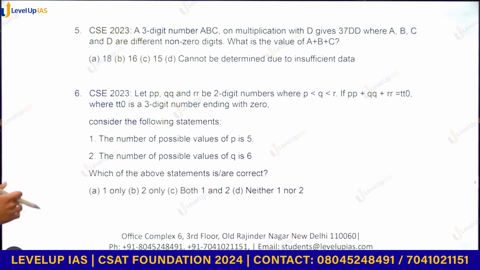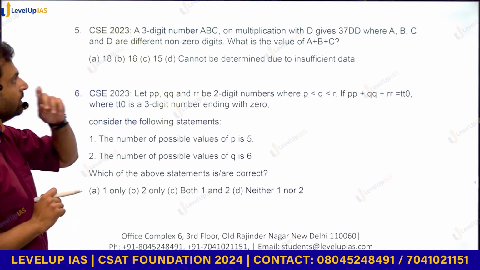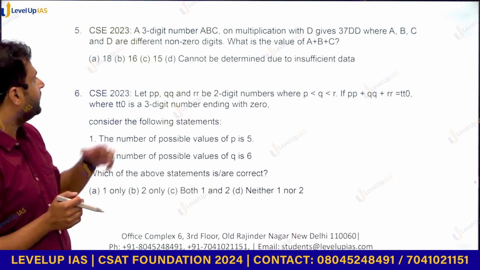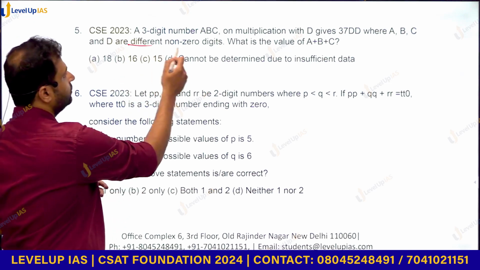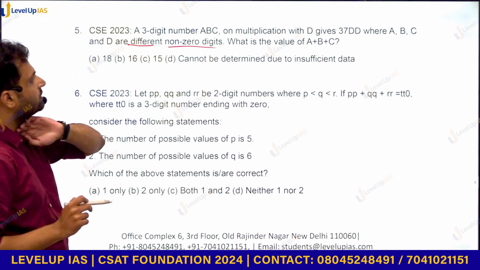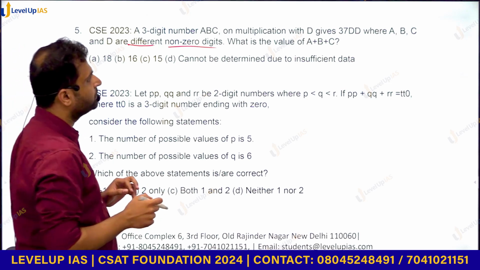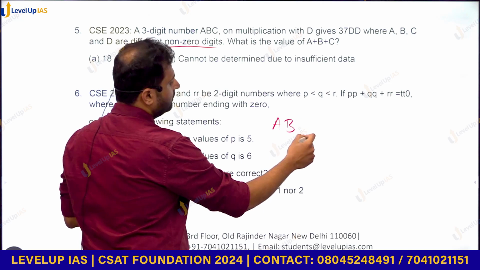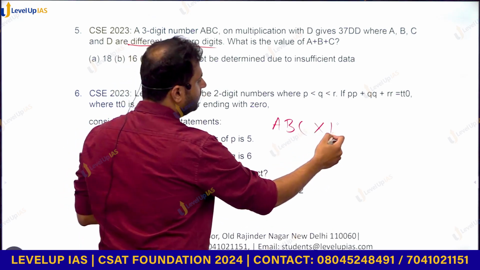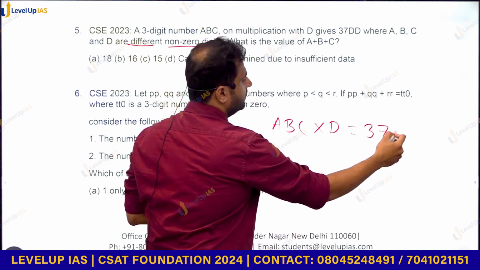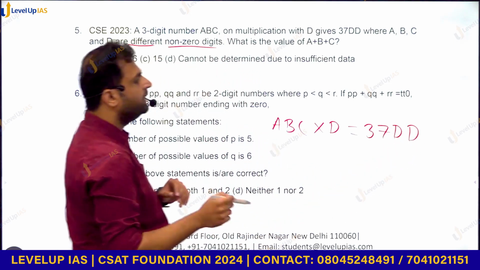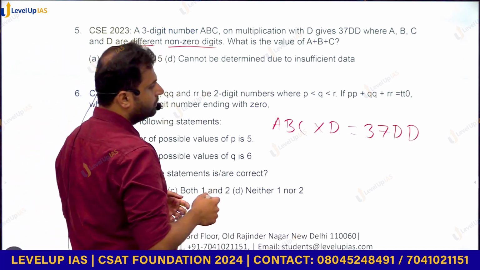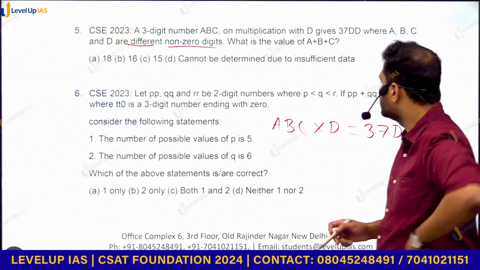Now let us see this question. We have a 3-digit number abc, and on multiplying with d, we are getting 37dd, where a, b, c, d are different and non-zero digits. And the question is, what is the value of a plus b plus c? So we have a 3-digit number abc, we are multiplying by d to get 37dd, right? Fine. So what can we infer from here?